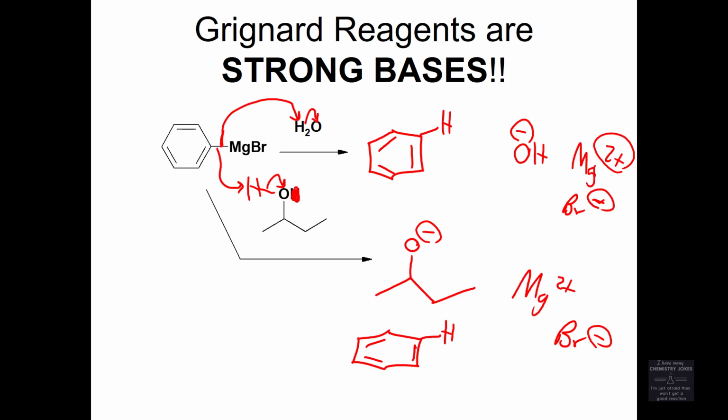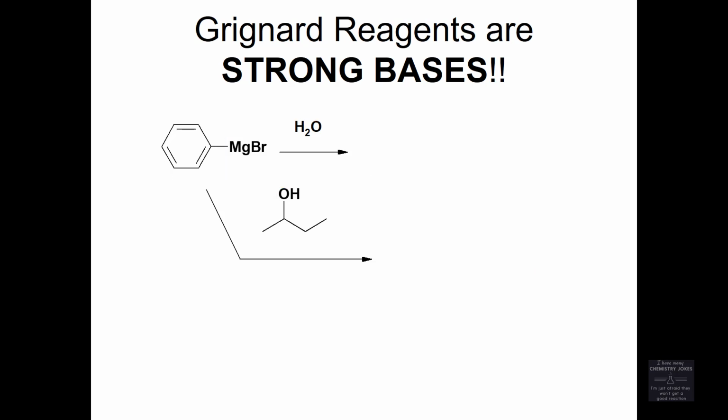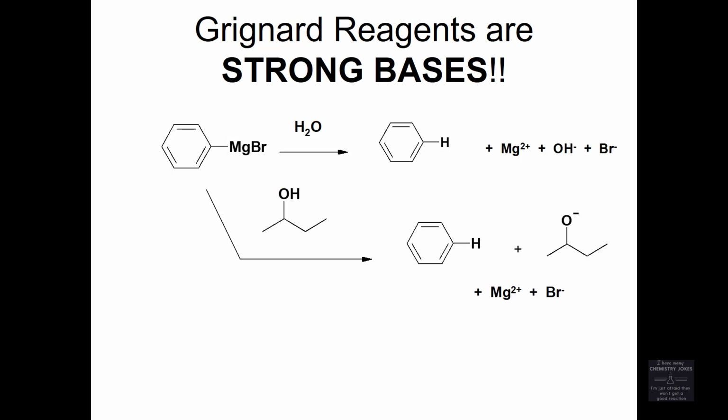These reactions are not particularly useful because Grignard reagents are very special reagents. They're difficult to make in a lab, but they're very special reagents. You usually want to use them to do something more creative than simply deprotonating water or deprotonating an alcohol. So instead of these deprotonation things, we usually want to do something else.